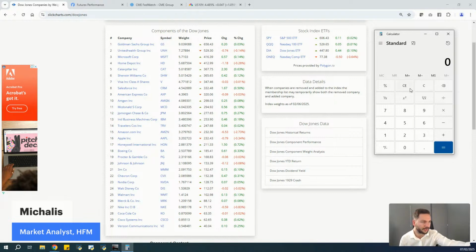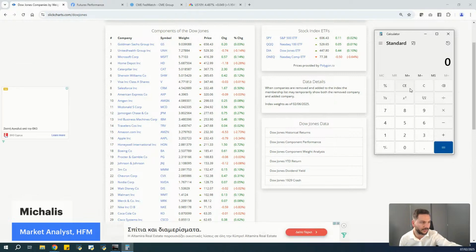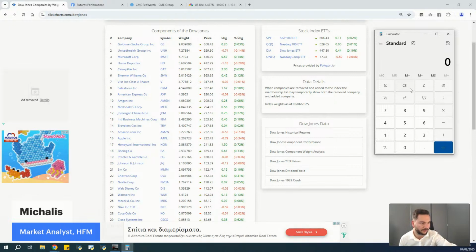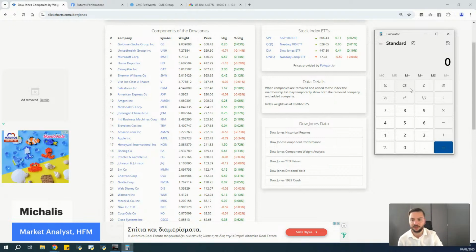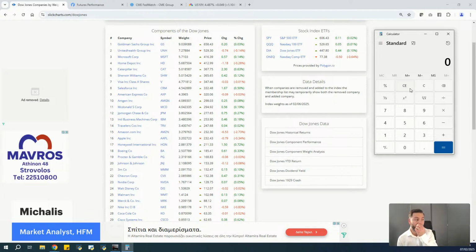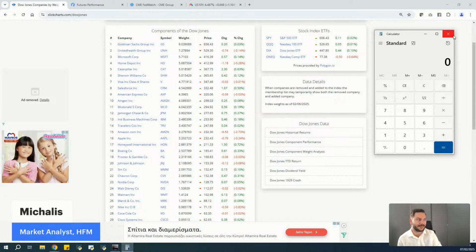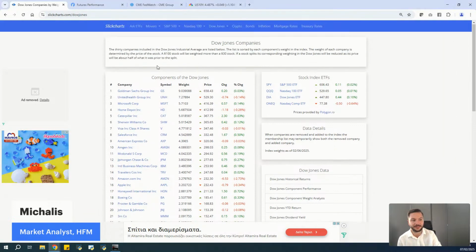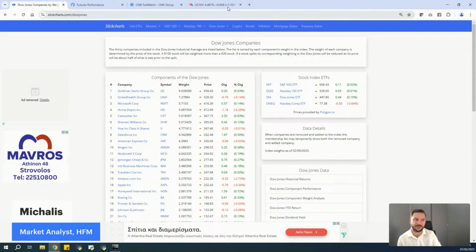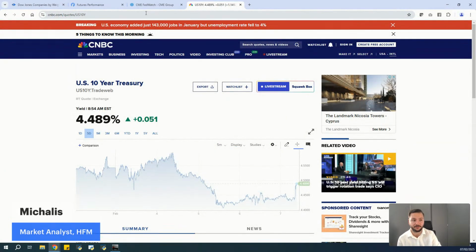Let me just double check that. Is it 18? 1, 2, 3, 4, 5, 6, 7, 8, 9, 10, 11, 12, 13, 14, 15, 16, 17, 18. Yes. So we're at 60. If we get one more stock again, we'll go to 65. But this is a much better picture, 100%, than the NASDAQ. And also keep in mind, there's a lot more defensive stocks with the Dow Jones. That's one of the reasons why it's performing better.